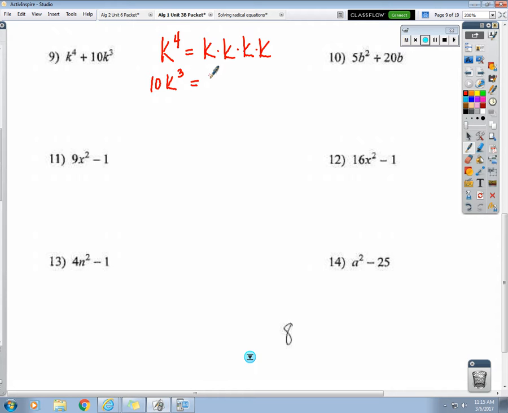Okay, but is it really going to matter if we break down the 10 into a 5 and a 2? Right, there's no numbers up top. So you can just not worry about breaking down a number on bottom when there's no numbers in the top. And then on the bottom you have k, k, k.